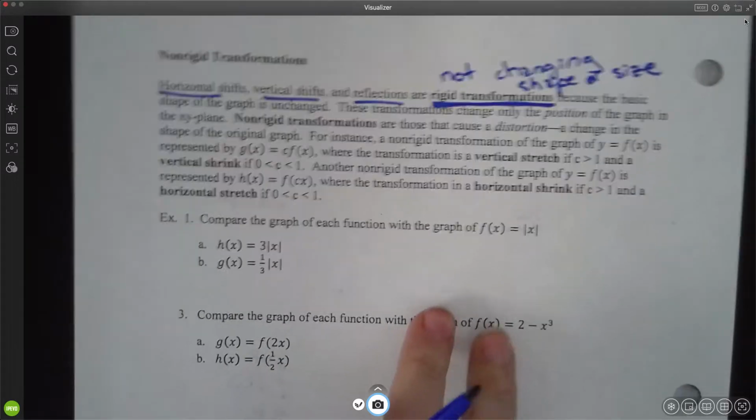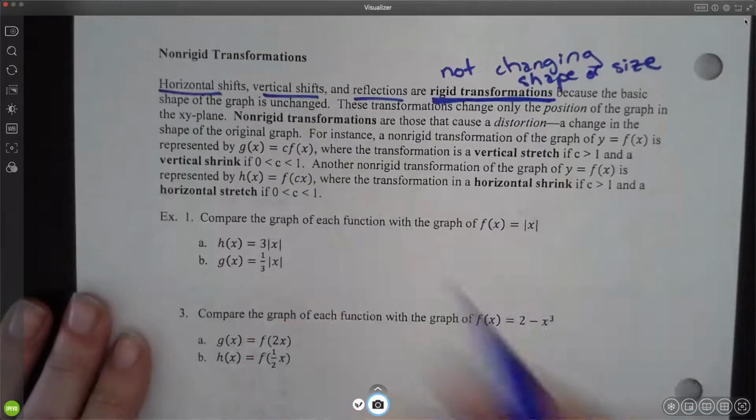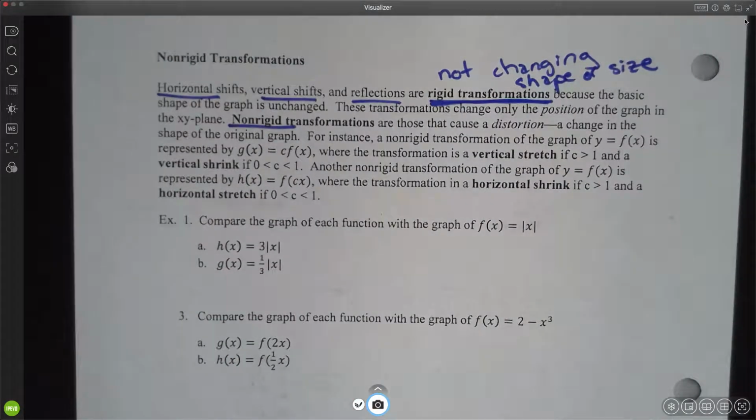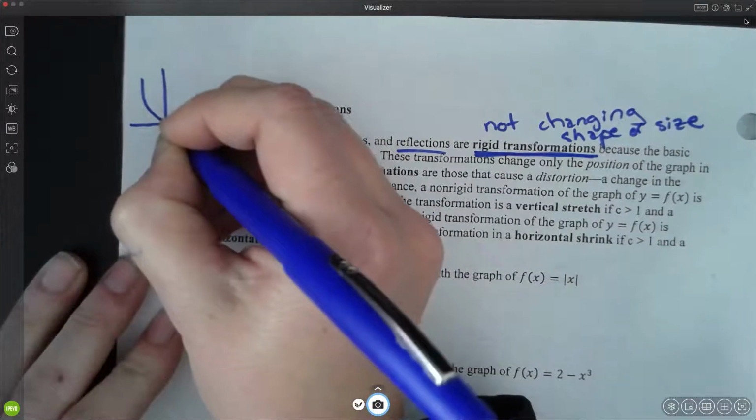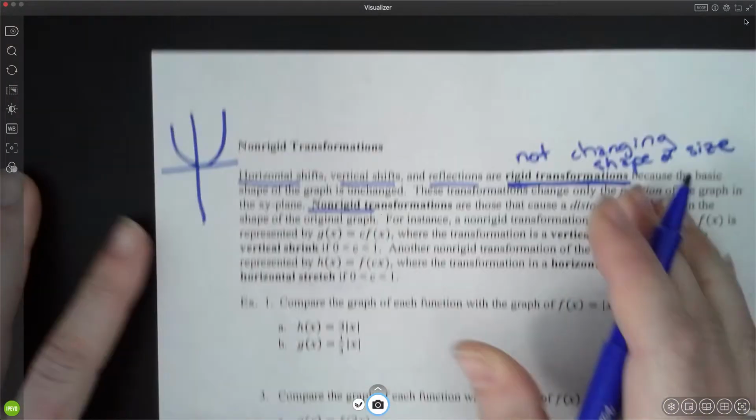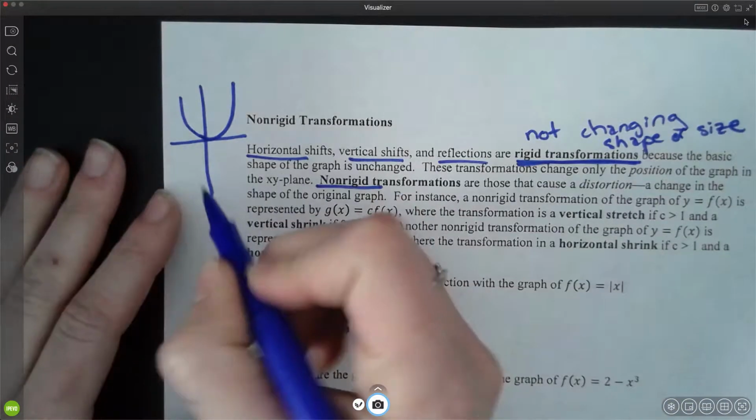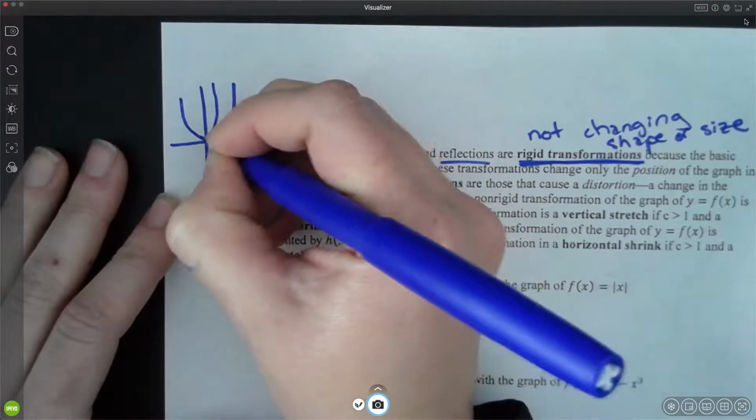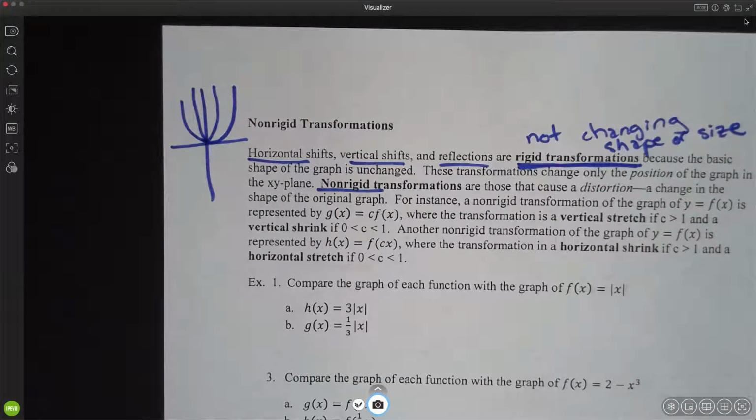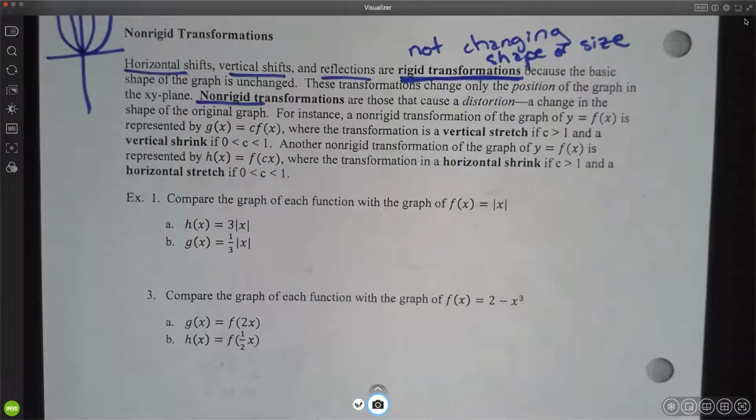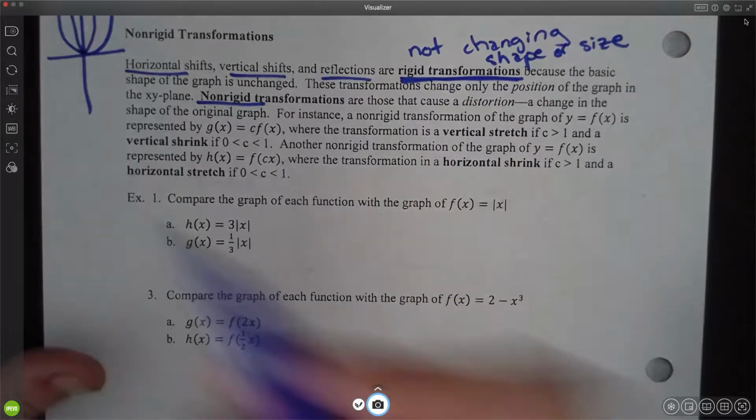Now, we're going to deal with non-rigid transformations, which do change shape and size. That would be like stretching him out. So if I have a parabola of some sort, maybe like this, and let's compress him. Let's do a horizontal compression. So if I compress him horizontally, he looks like this. Those are called non-rigid transformations because we are changing the shape.